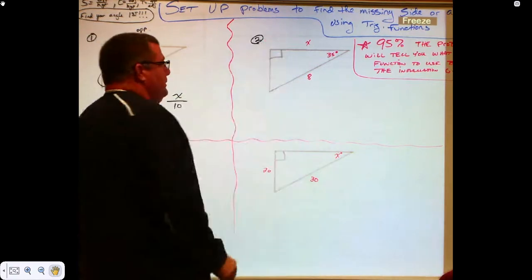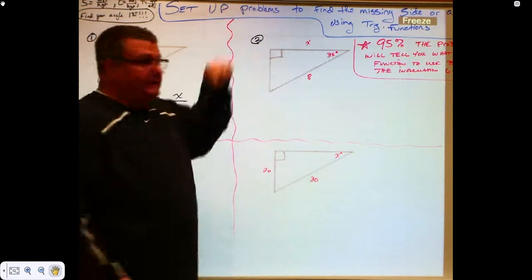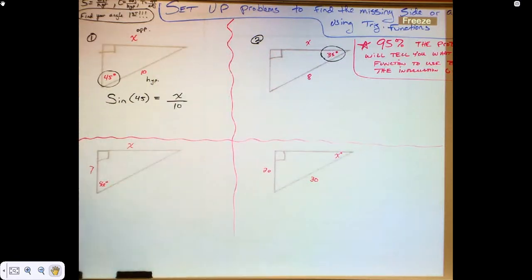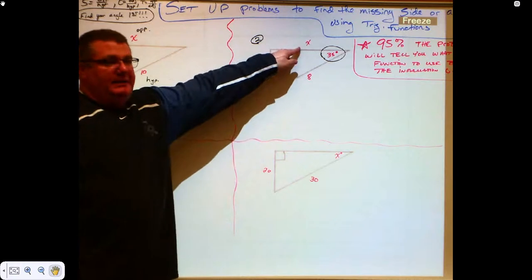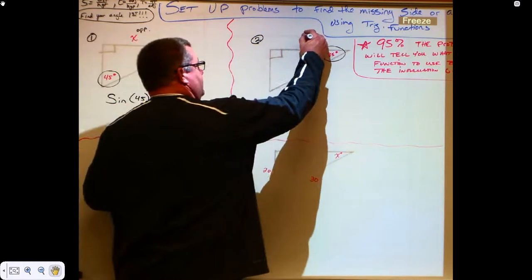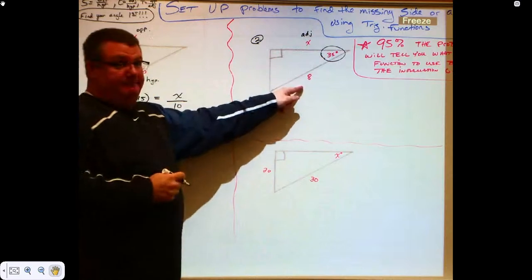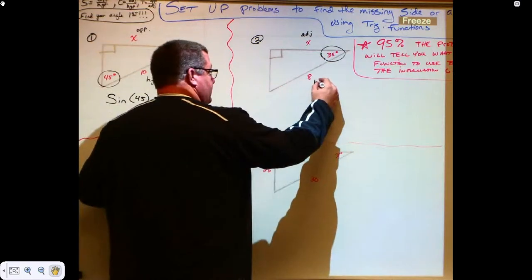What's the first thing we find? Angle. So circle. There's where our angle is. With respect to our angle, what has been given to us? What am I going to label it as? Adjacent. Right, ADJ. What is that? Hypotenuse. Label it what? HYP.